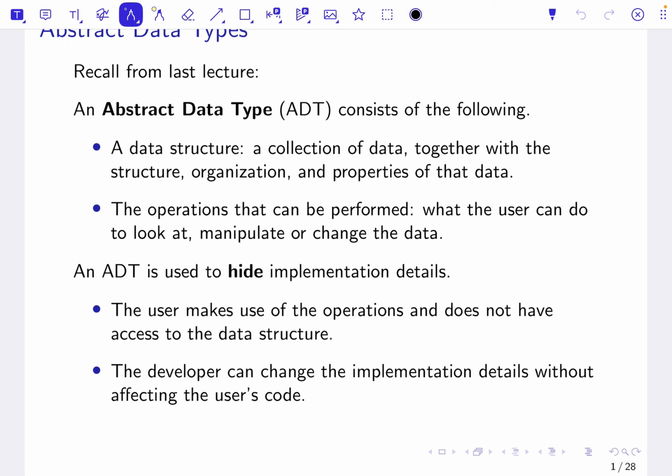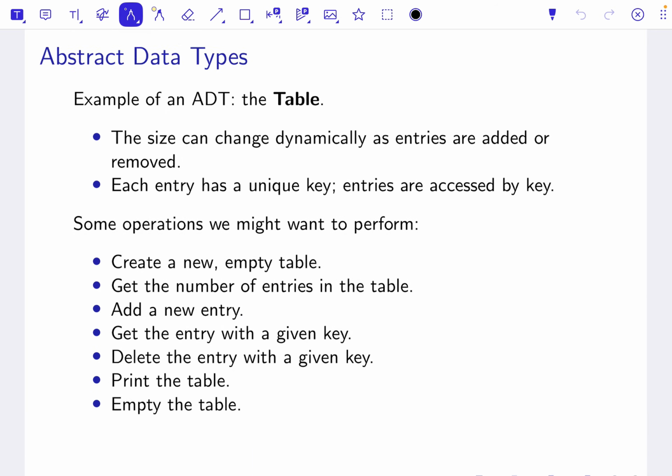Recall from a couple minutes ago that an abstract data type consists of data and operations on that data, and an ADT is used to hide implementation details, making it so a user of the ADT doesn't have to worry about specific details of how things work, and also the developer can change how those things work without affecting any user's code.